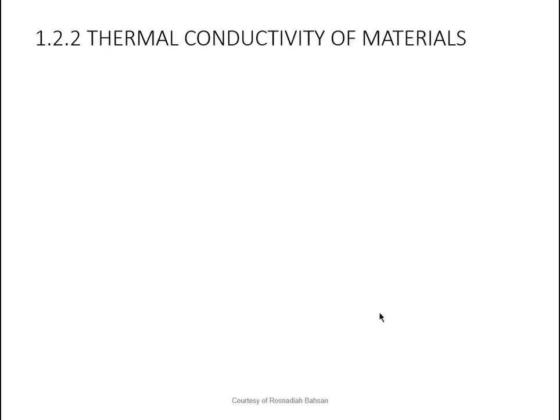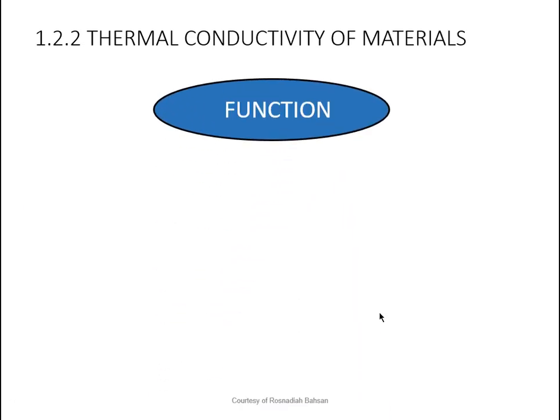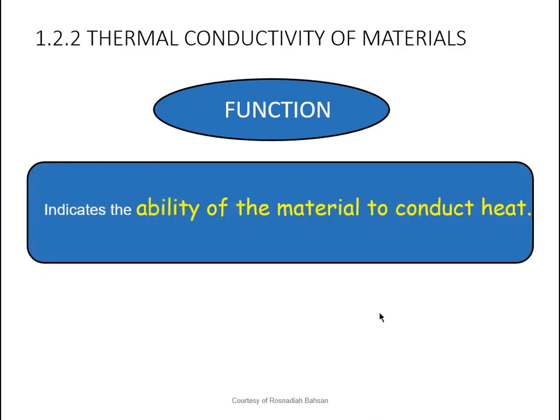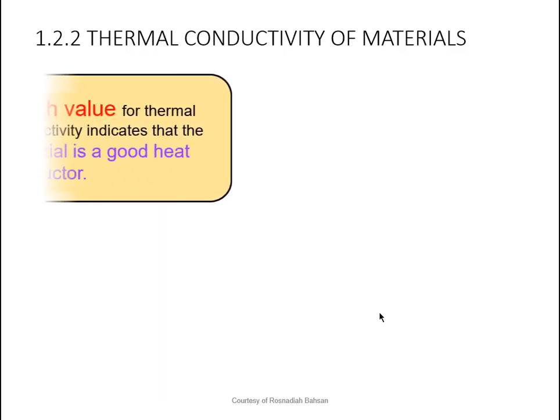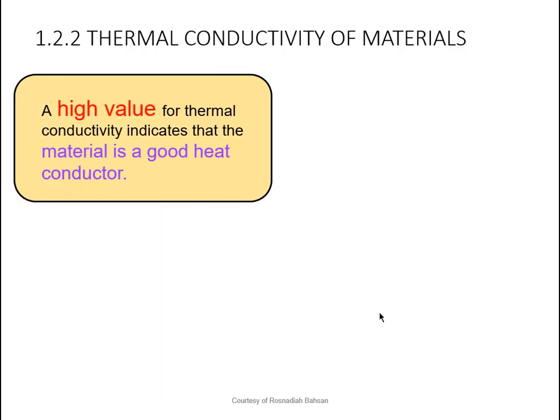The thermal conductivity of a material indicates the ability of the material to conduct heat. The symbol is small k, not a capital K. The unit, repeatedly mentioned, is watt per meter Kelvin or watt per meter degree C. There will be high values and low values of thermal conductivity.